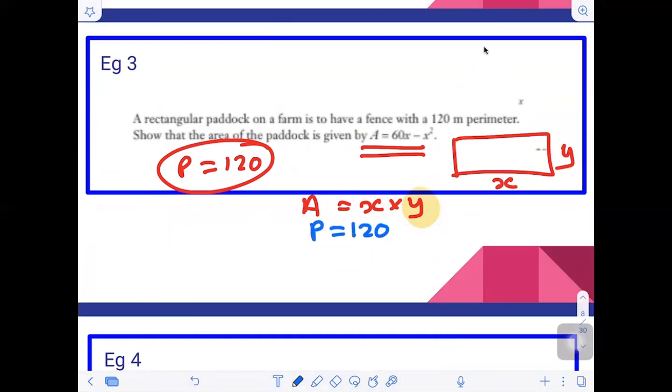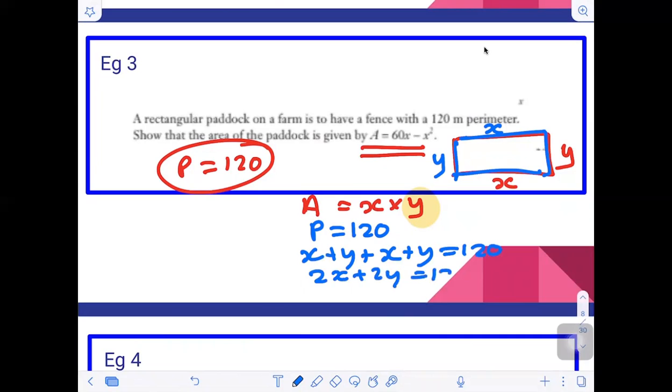The perimeter would be x plus y plus x plus y. X plus y plus x plus y equals 120. So that means 2x plus 2y is 120. X plus y is 60. So y is 60 minus x.